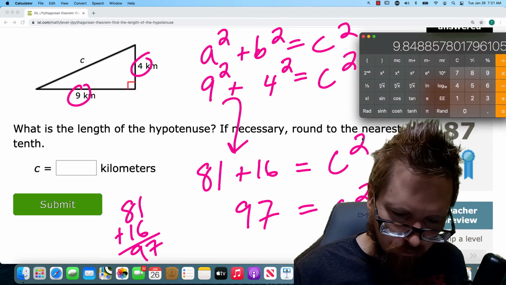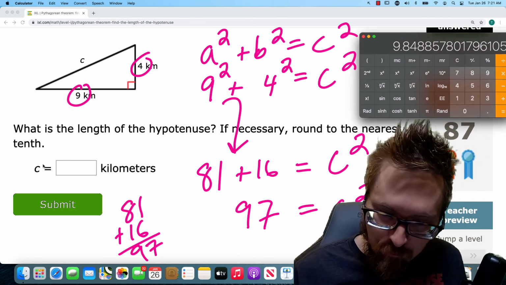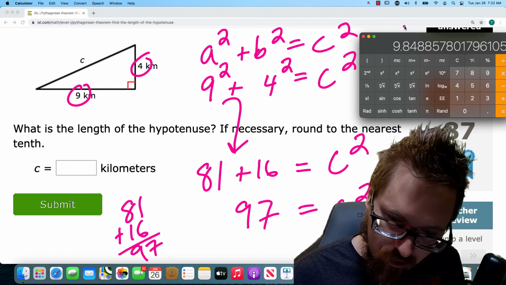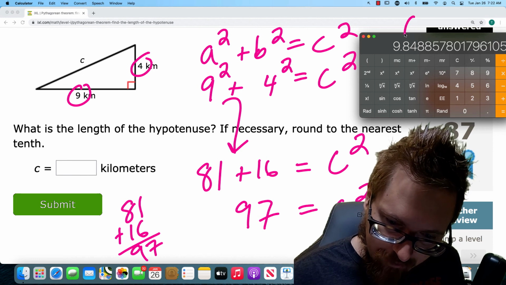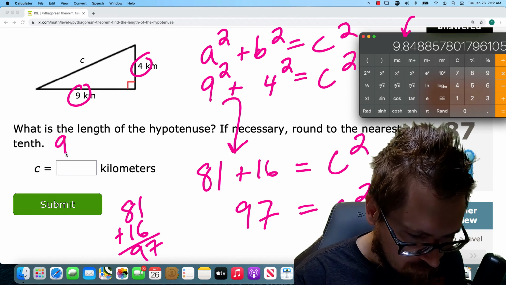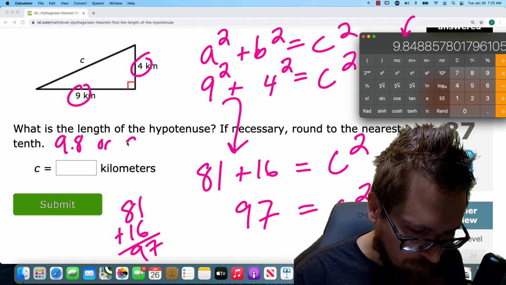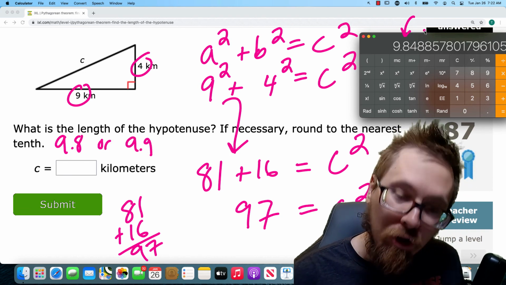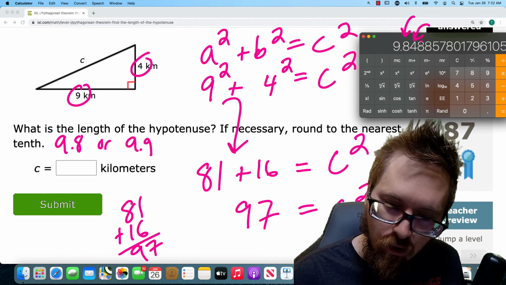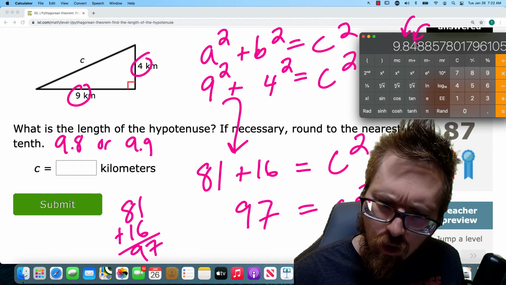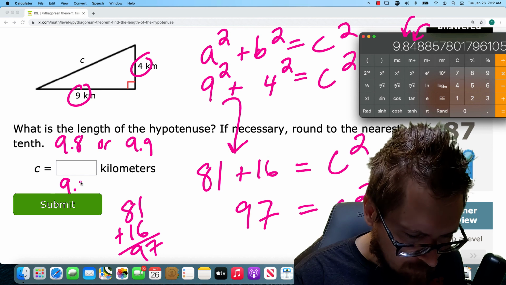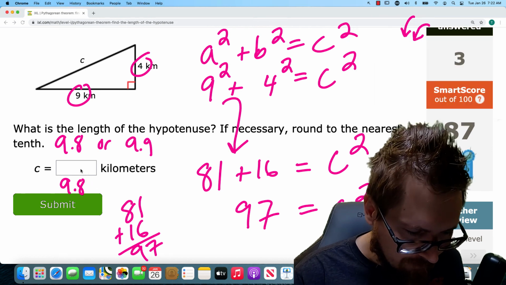Okay. Oh, good news though. They only want us to round to the nearest tenth. So when you're rounding to the tenth, that means you're taking your tenth place. You're going to either have 9.8 or it'll round up to a 9.9. And you have to look at the neighbor. If the neighbor is 5 or higher, the 8 goes to a 9. Oh, look, it's a 4. So it's 4 or lower. 4 or lower means the 8 stays the same. So our answer is 9.8. Cool. So we go ahead and type that in.